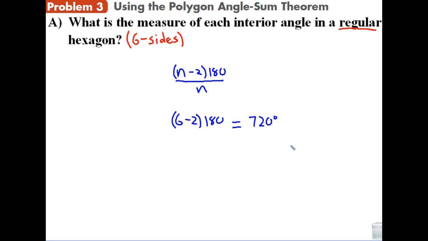So I know that the total interior angle measure of a hexagon is 720. And then since I have 6 congruent sides, I can find each angle by dividing by 6, which gives us 120 degrees for each angle. All right, take a minute, pause the video, give part B a shot, then you can hit play to check your answer.